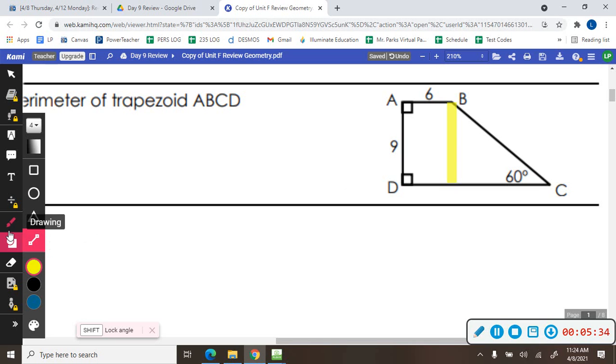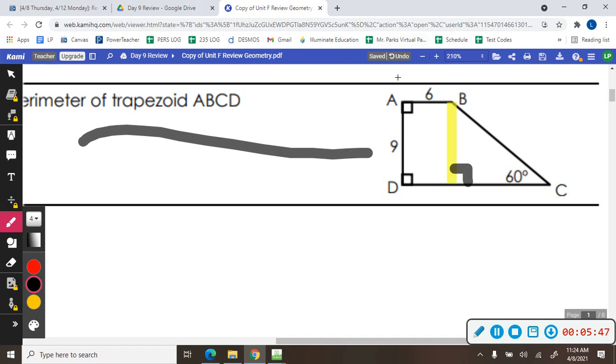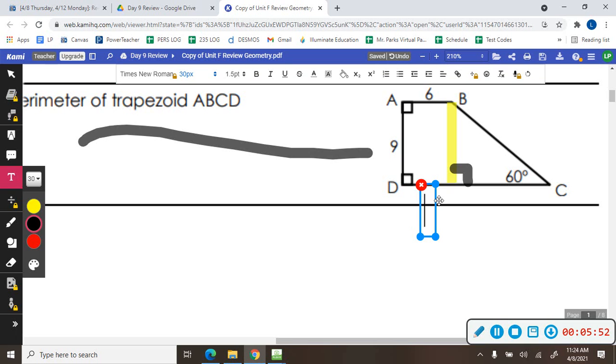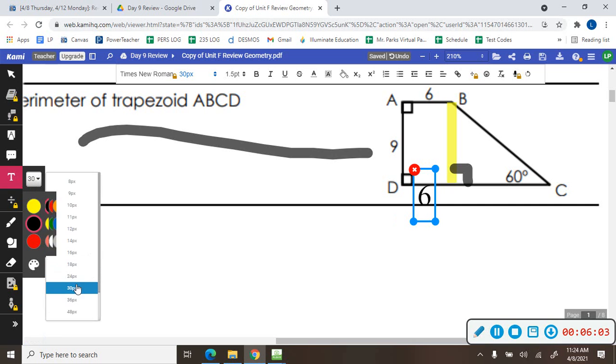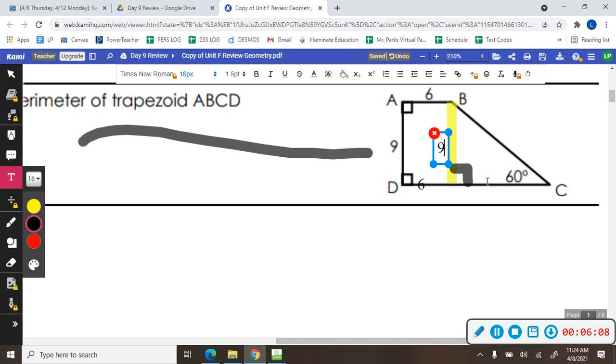So now I know, because this is straight horizontal and that's straight vertical, that this is 90 degrees. And then from there, we can start labeling things. Well, if that's 6, then this down here's got to be 6. If this is 9, then that's got to be 9, by definition of a rectangle.